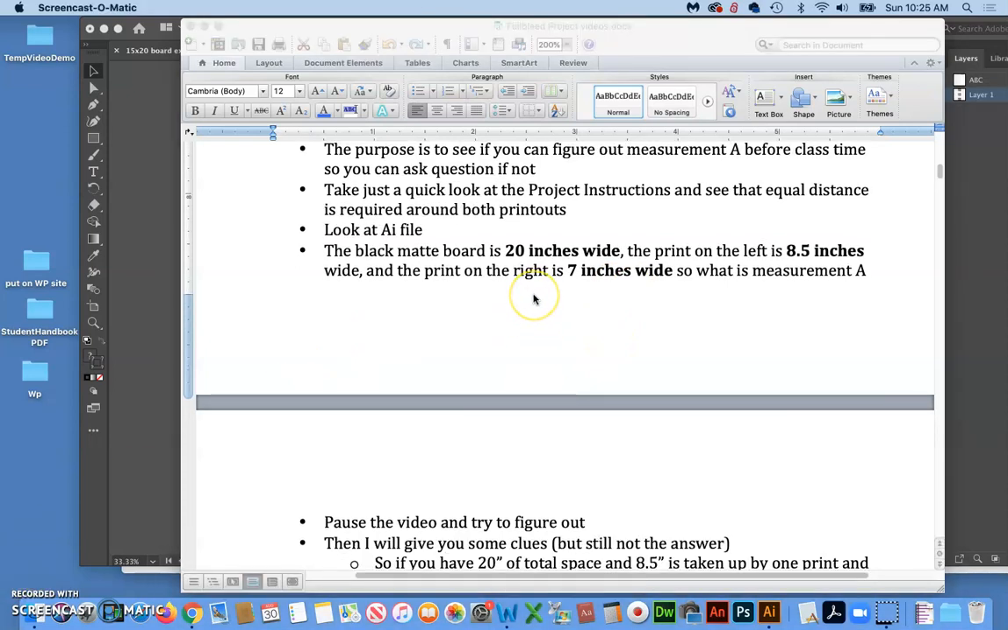Okay, so let's start to break this down. Like your math teacher might have told you, when you've got a story problem, you've got to pull the important numbers, and the important numbers only, out of the story. So we don't care for measurement A how tall the document is. All we care about is the widths. So the board is 20 inches wide. The print on the left is 8.5 inches wide. The print on the right is 7 inches wide.